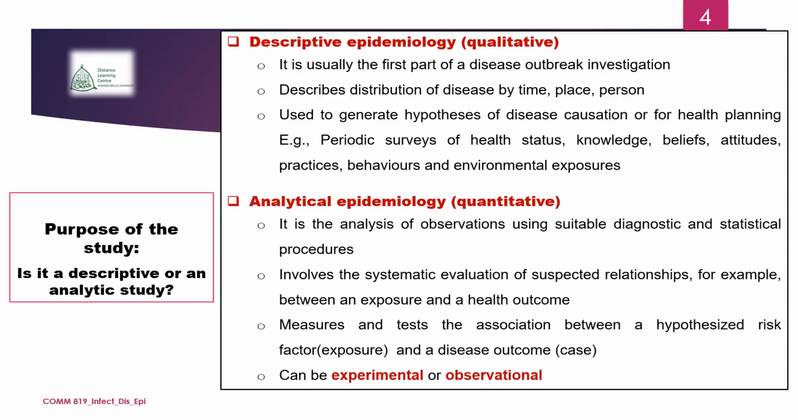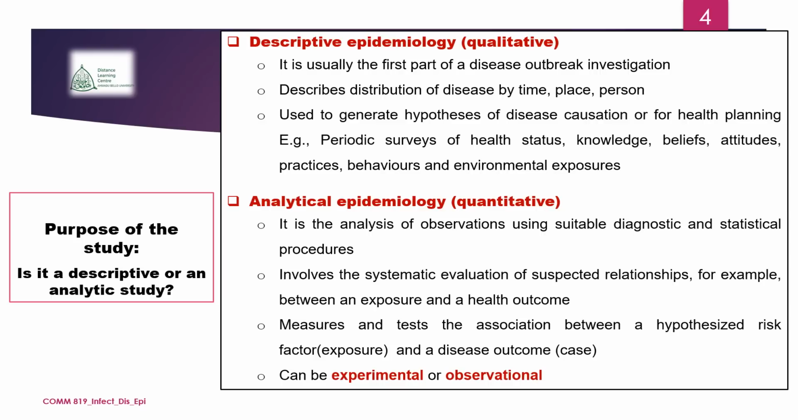Okay, so this is what analytical epidemiology does. It measures and tests the association between a hypothesized risk factor, like I said, the causal agent or disease determinant, and a disease outcome, which could vary based on the risk factor and the nature of the disease. For instance, a mosquito bite is a risk factor, and the disease outcome is what? Malaria.